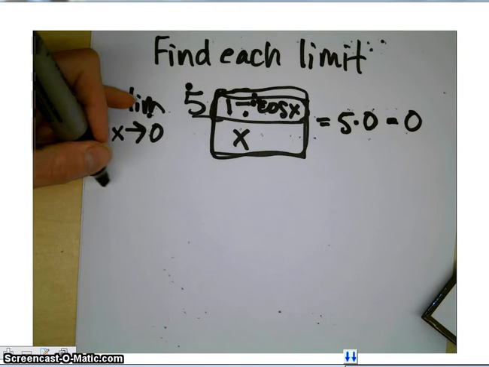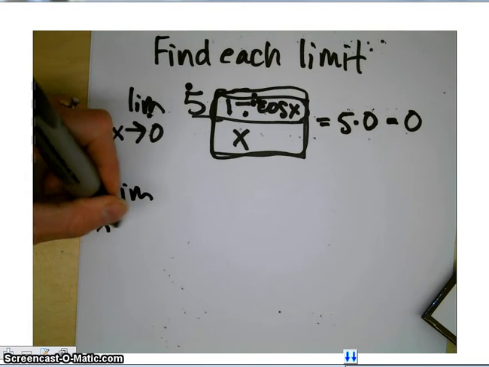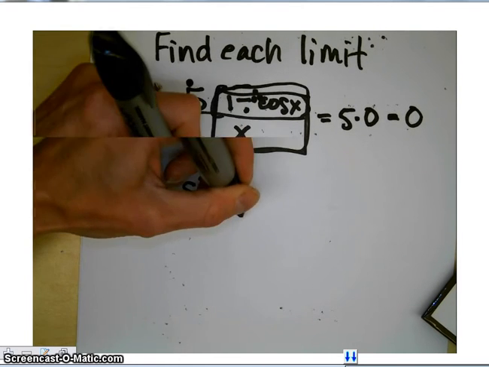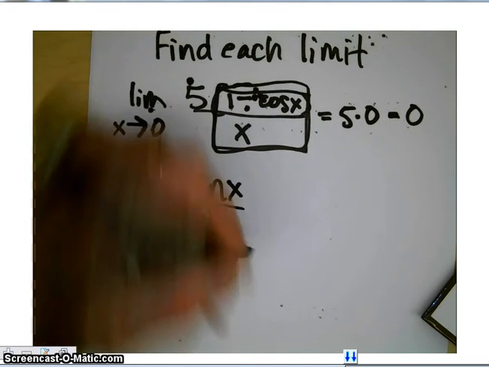All right, so what if I wanted to find the limit as x goes to 0 of the sine of x over 2x?